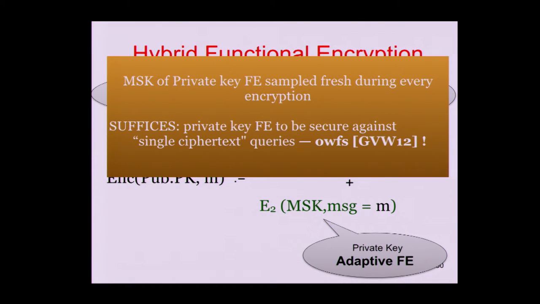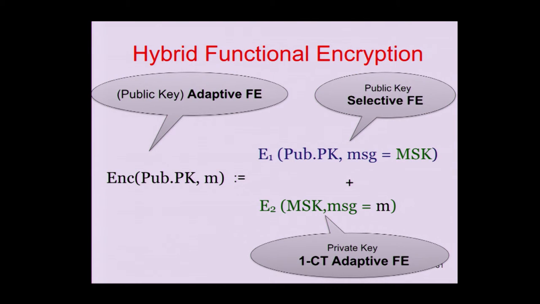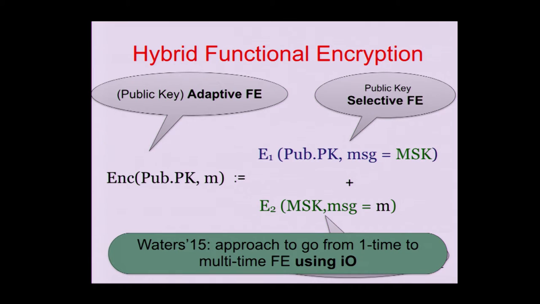So let me now replace the private key adaptive FE by private key single ciphertext adaptive FE. In other words, what I'm going to do is construct a one-way function-based construction and selective FE to obtain adaptive FE. I should mention that Brent also gave this transformation of going from one-time to multi-time FE using I/O, which you saw in the last talk.